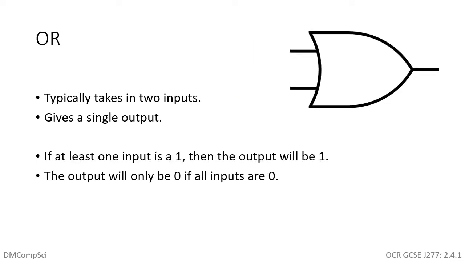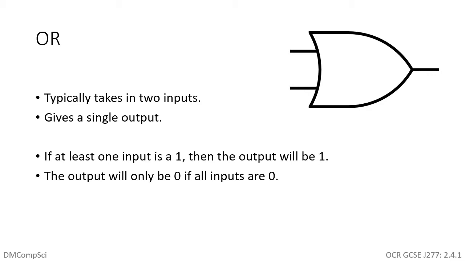The second type of gate that you need to know about for your exam is the OR gate. This is seen as a more lenient gate than the AND gate, mainly because you only need to have one input being a 1 to output a 1. So just like the AND gate, this typically takes in two inputs and gives a single output. As you can see on the right hand side, once again, this is how we would draw an OR gate, but again we'll talk about that in a later video.